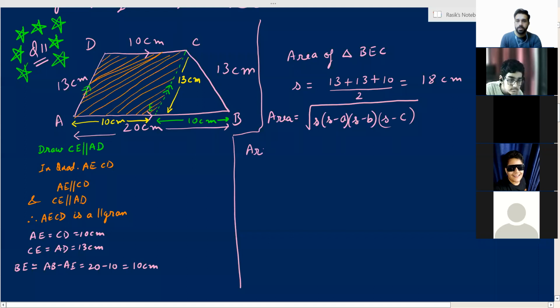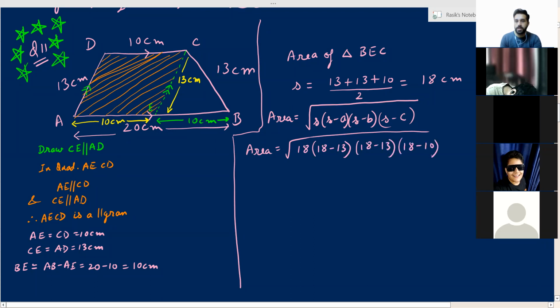Let's put all the values. What is the semi-perimeter? It is 18. 18 minus 13, 18 minus 13 and 18 minus 10. All the three sides subtracted from the semi-perimeter. Area equals, now find the difference in all the cases. 18 into 5 into 5 into 8.